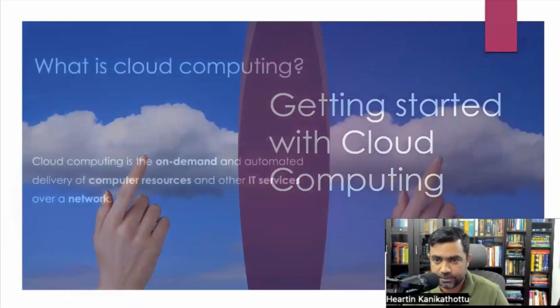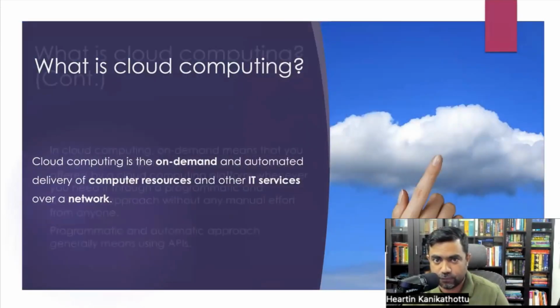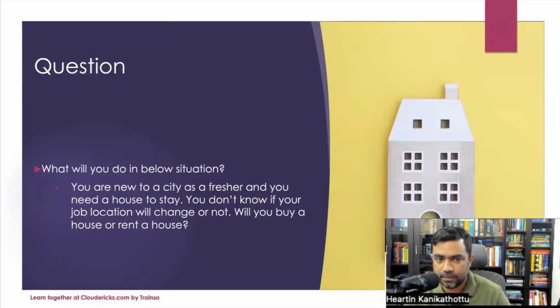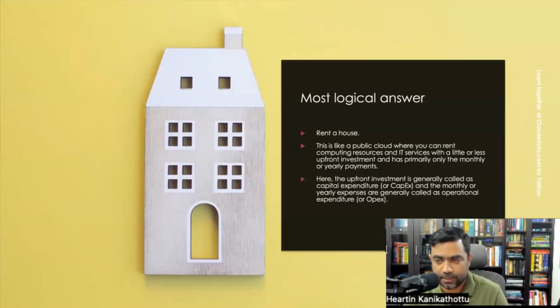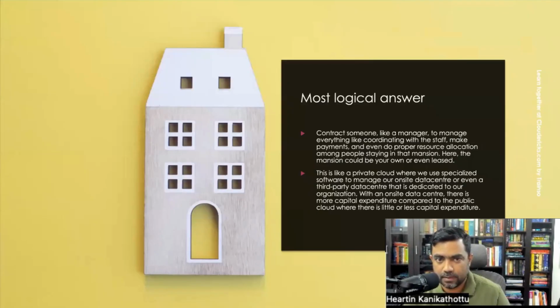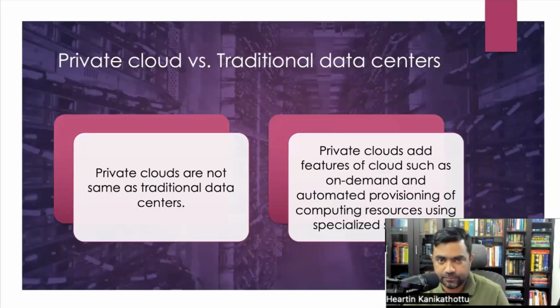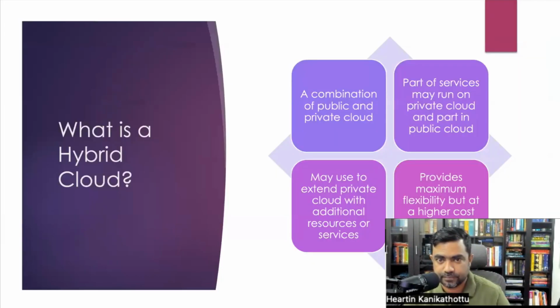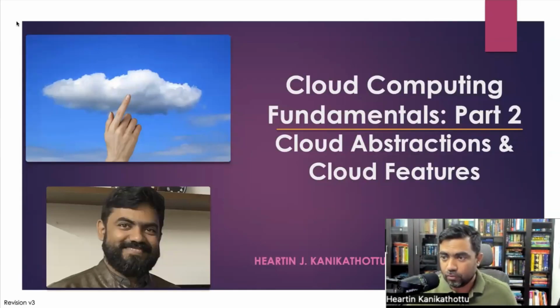And we started with cloud computing, with the definition for cloud computing, and also 3 deployment models: public cloud, private cloud, and hybrid cloud. And we went through some examples to make sure you understand what all these public cloud, private cloud, and hybrid cloud are. And we went through some additional topics such as private cloud versus traditional data centers, SDDC. And today we are going to get started with the cloud abstractions and the cloud features.